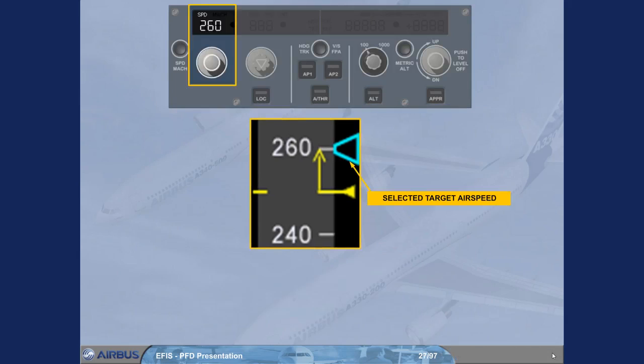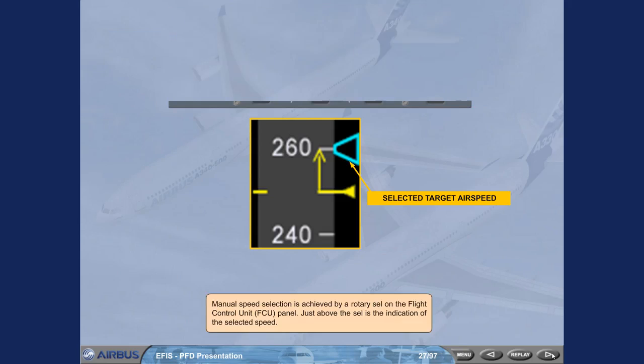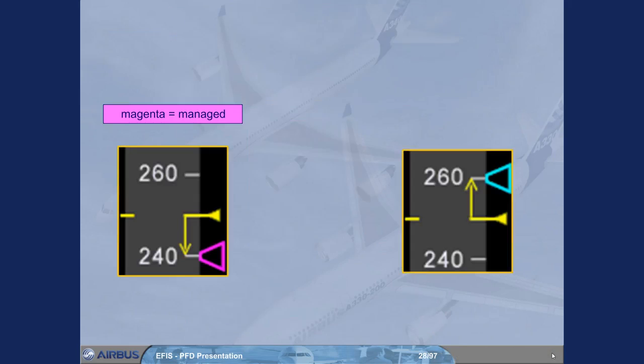Manual speed selection is achieved by a rotary selector on the Flight Control Unit FCU panel. Just above the selector is the indication of the selected speed. As a general rule on the PFD, a magenta indication means managed and a blue indication means selected. You will see this in the examples that follow.